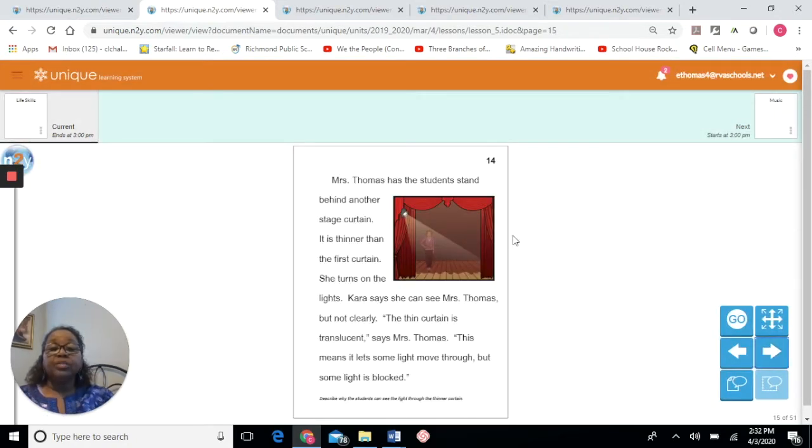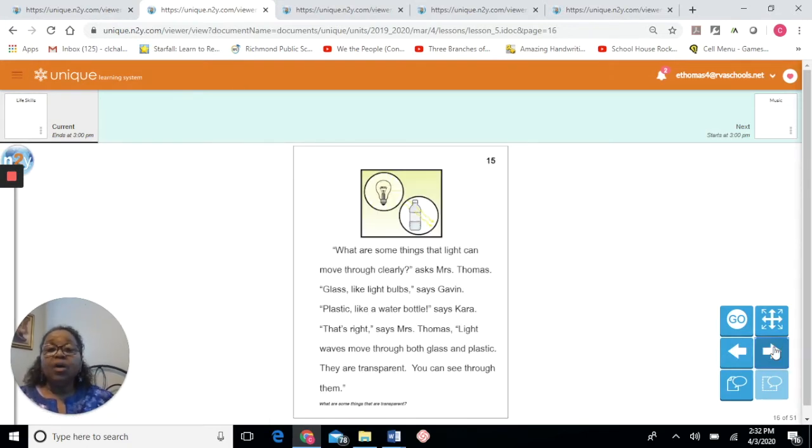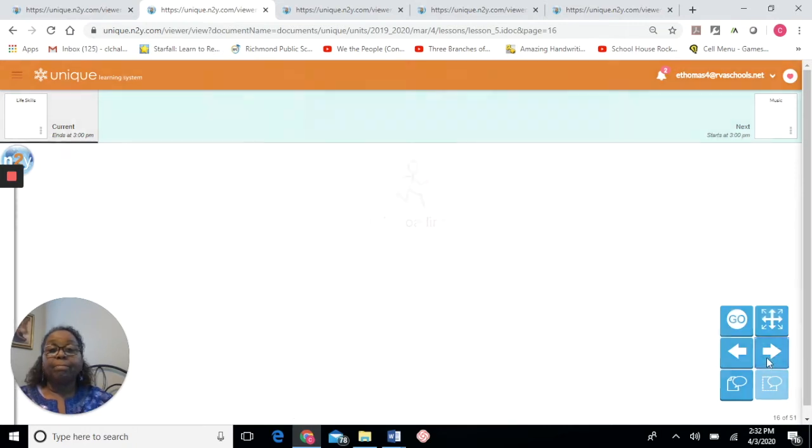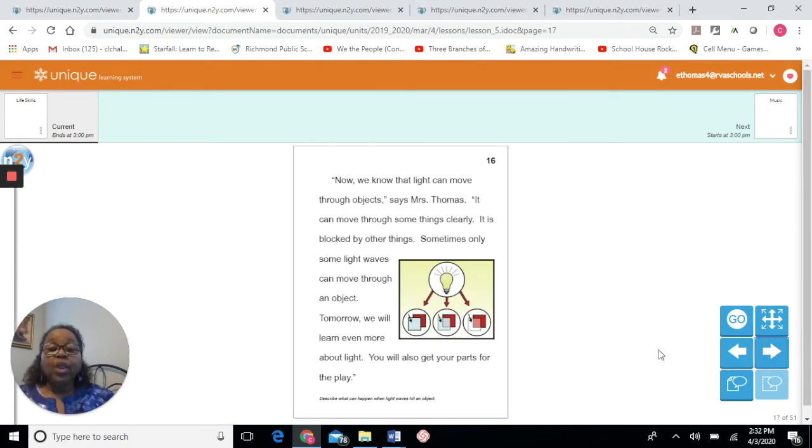And here we are on stage where lights are being used to light up the stage so the people in the audience can see the act. Now, we can see some other examples of how light can pass through something that is transparent, like a light bulb or a plastic bottle. And we also see three good examples of opaque.